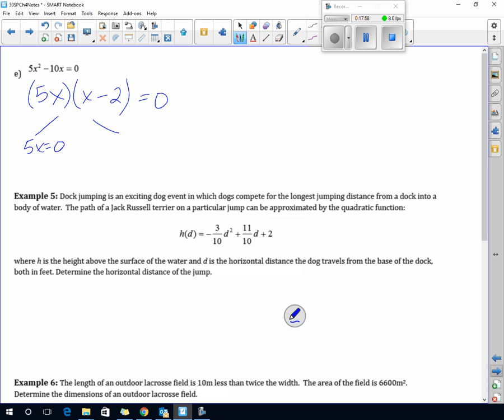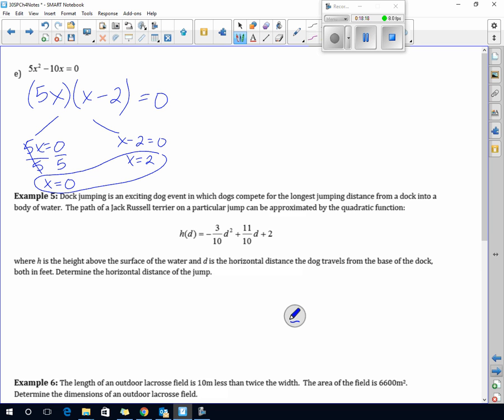X equals 0. And then if I move the 2 over, x equals 2. Do you see I get 0 and 2? And just for fun, let's sub 0 in. What do we get? 0 squared, 0 times 5, 0. What's 10 times 0? 0. What's 0 minus 0? 0. Do you see 0 is a legit solution?